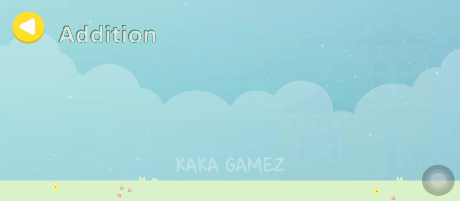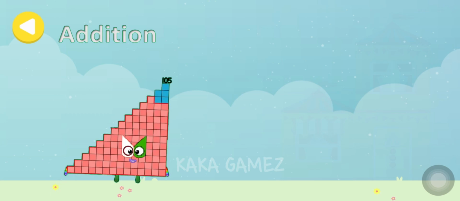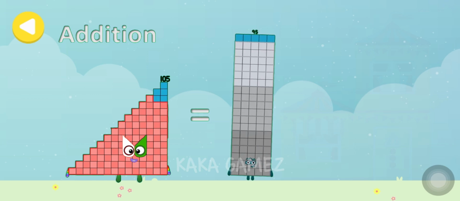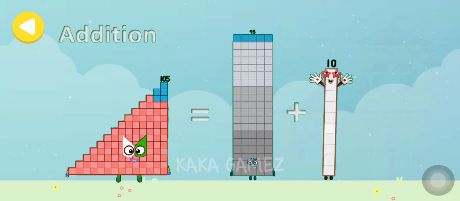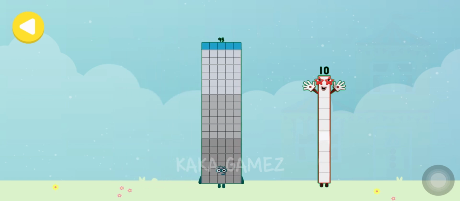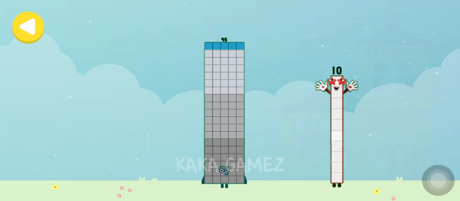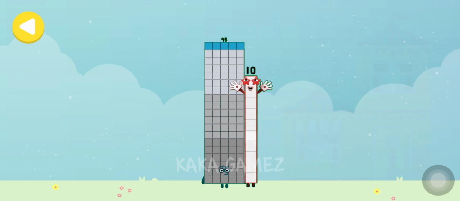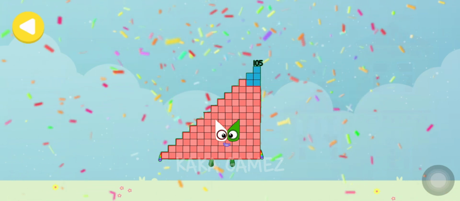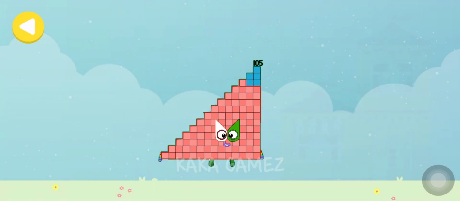Let's learn addition. Number blocks 105 is equal to number blocks 95 added to number blocks 10. Can you help add number blocks 95 and number blocks 10 to make number block 105? This is number blocks 105.